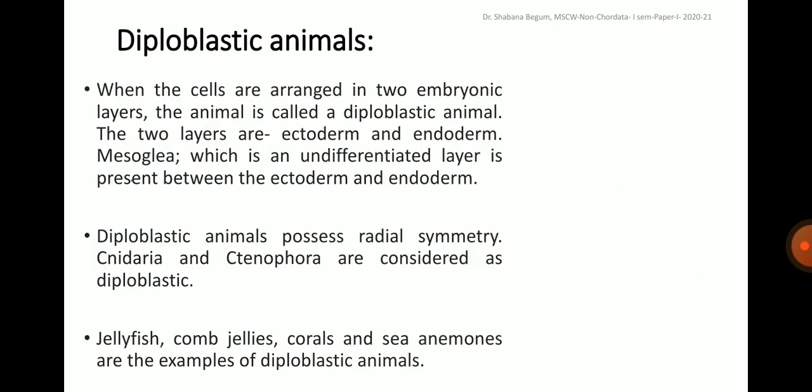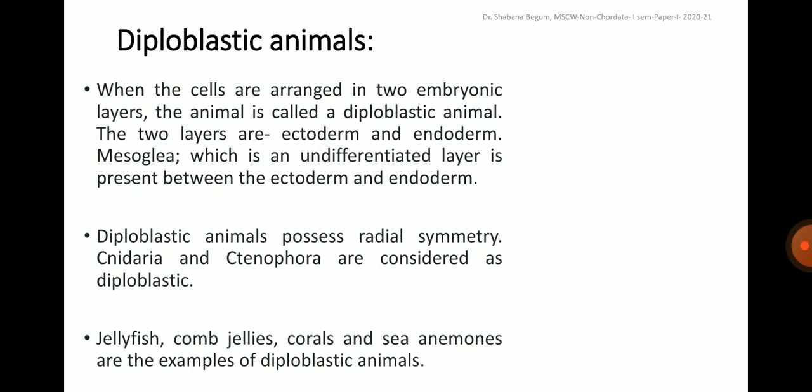The diploblastic animals. Here, when the cells are arranged in 2 embryonic layers, the animal is called a diploblastic animal. The 2 layers are the primary germ layers called ectoderm and endoderm. Then mesoglea, which is an undifferentiated layer, is present between the ectoderm and endoderm. So, diploblastic animals possess radial symmetry.